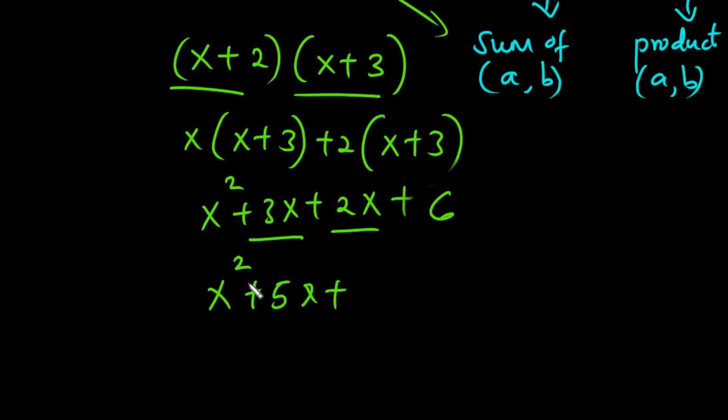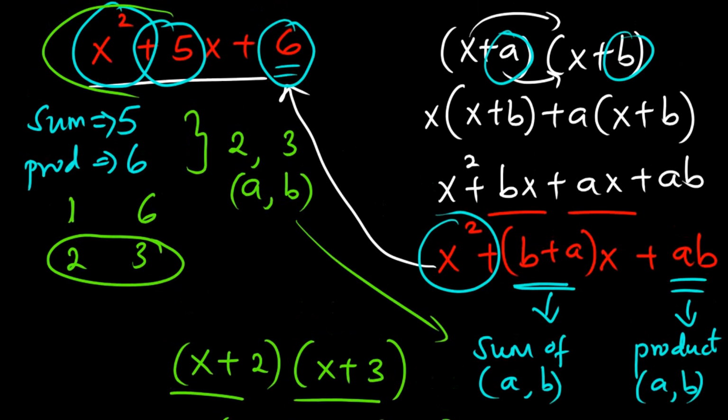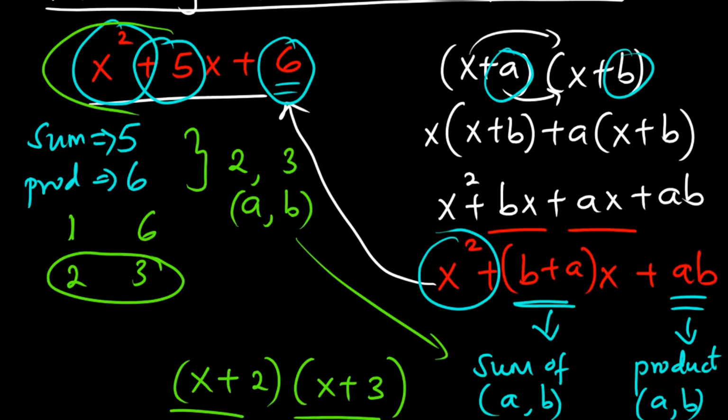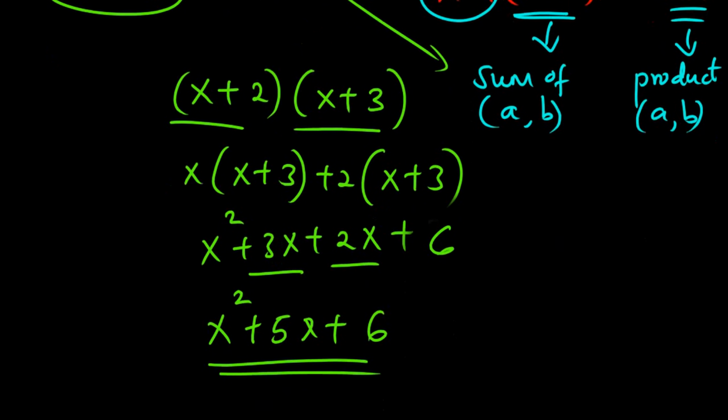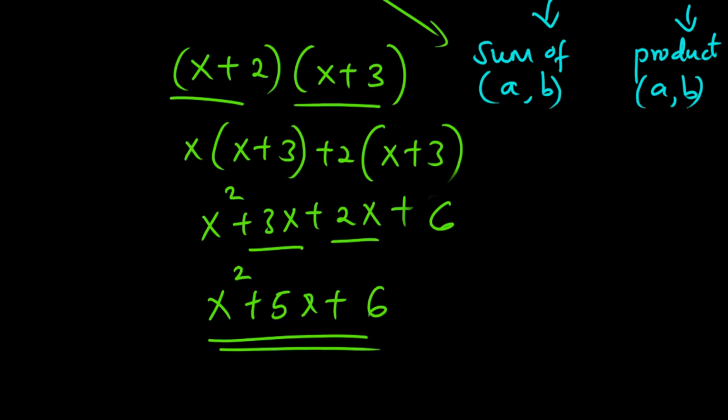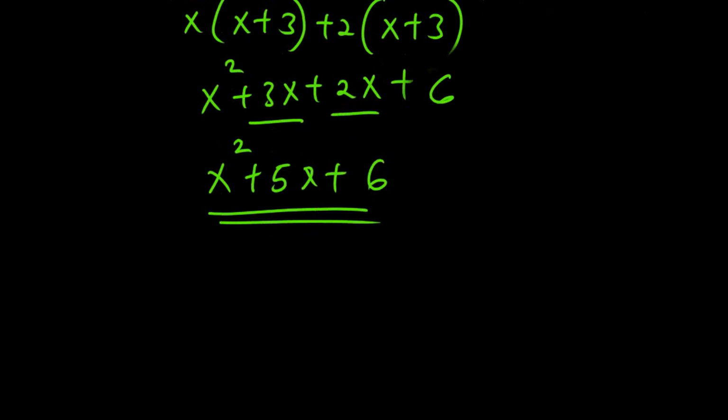So it's going to be x squared plus 5x plus 6. And you see that we have gotten x squared plus 5x plus 6. So that is how to factor that expression. So let's look at another example.